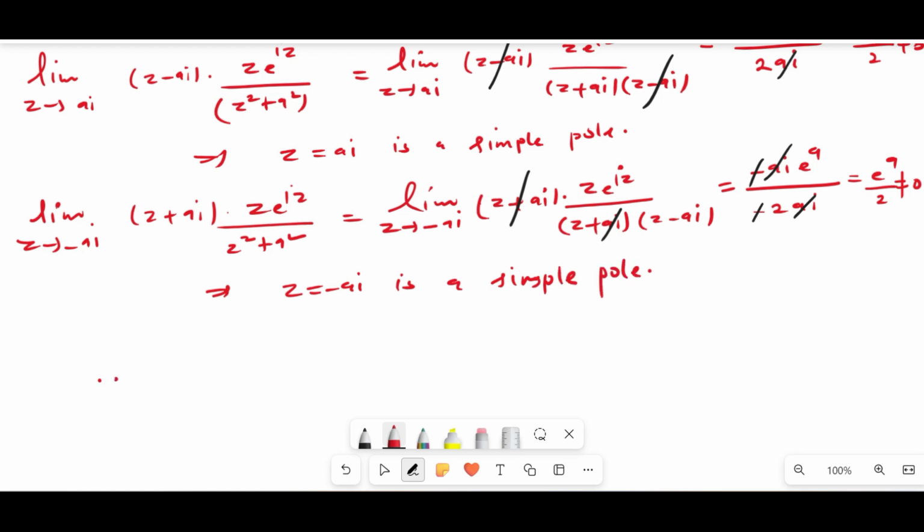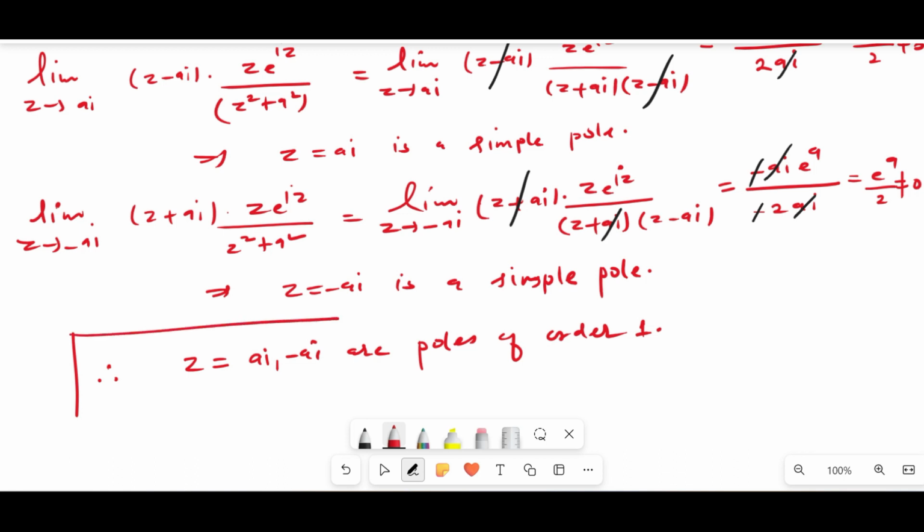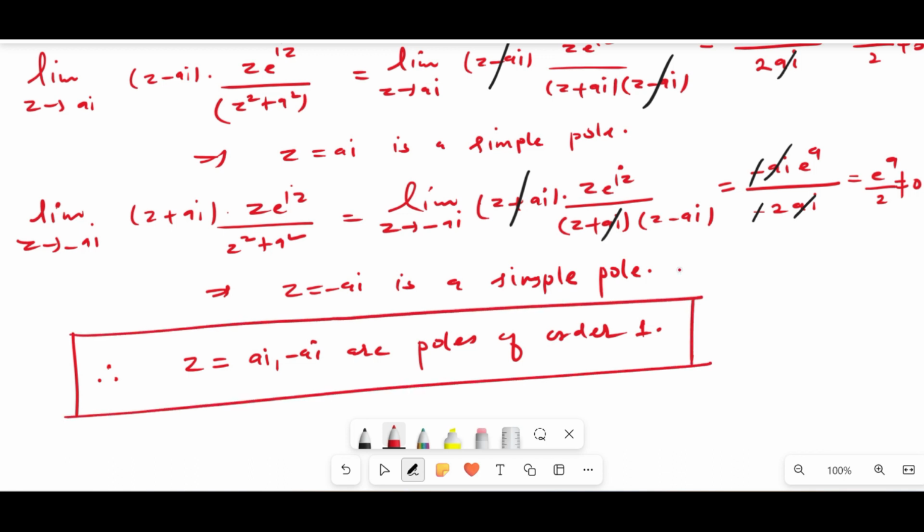So therefore z equal to ai and negative ai are poles of order 1. So this is our required final answer.